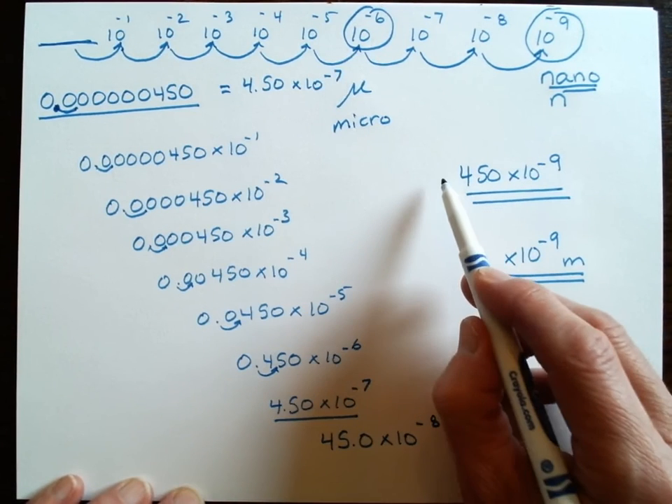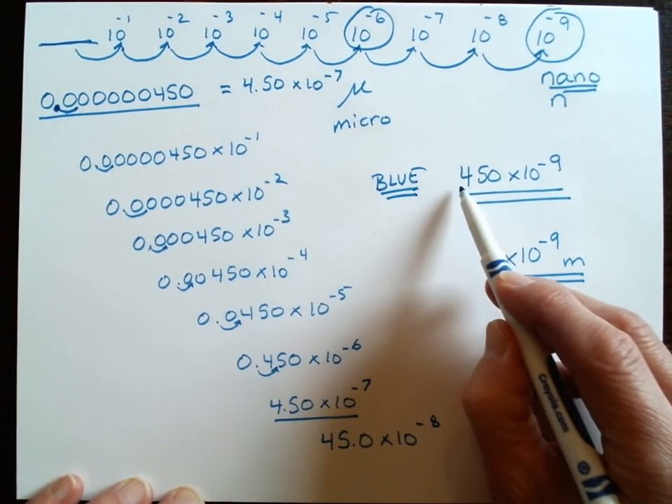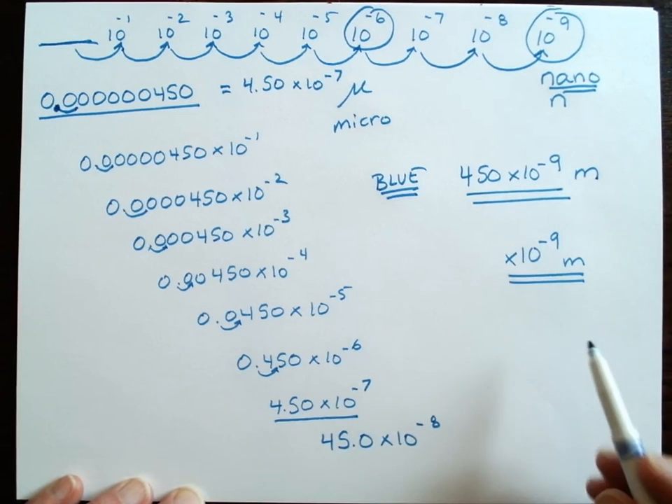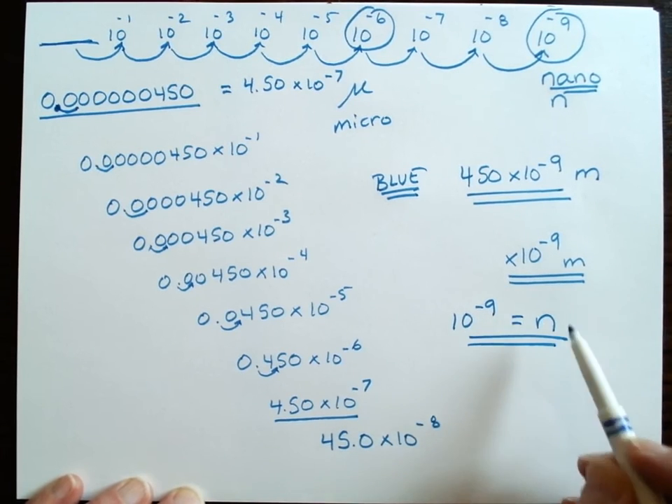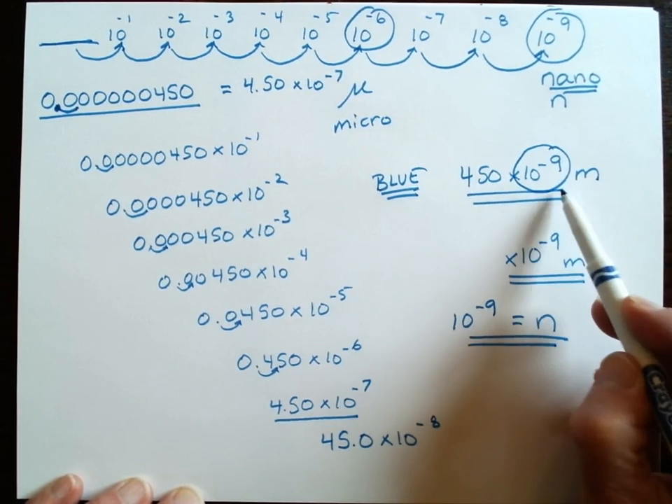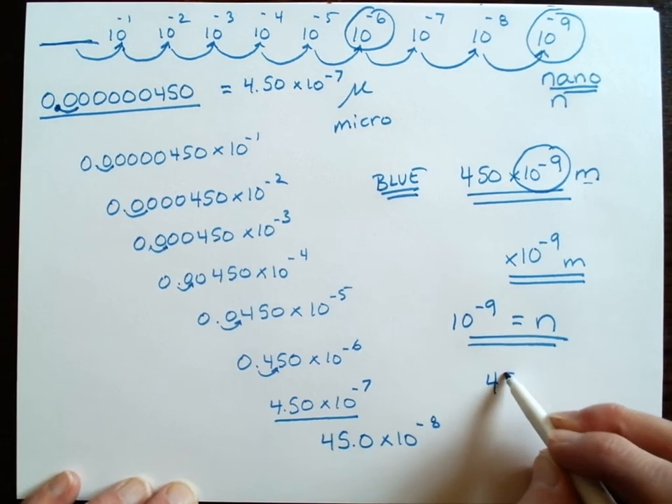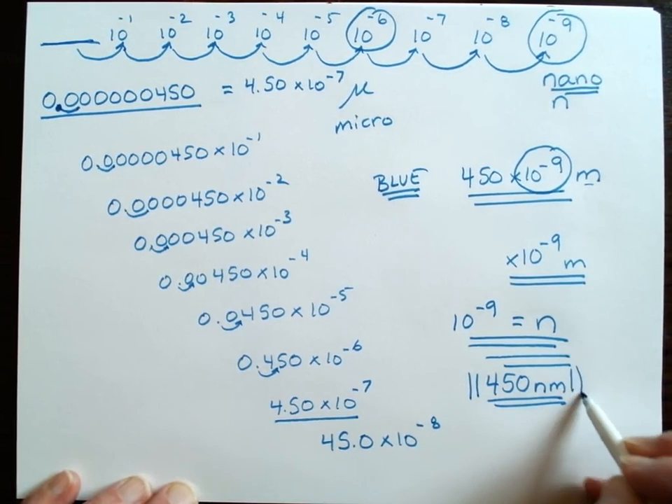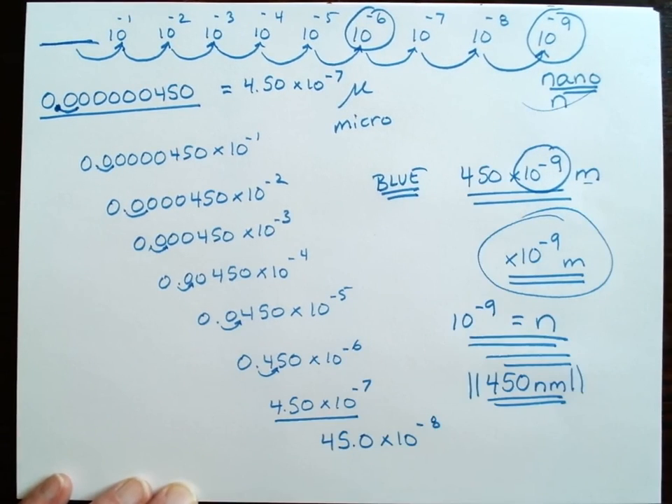So because a wavelength of light, actually blue light, can be written as 450 times 10 to the negative 9 meter, and because 10 to the negative 9 is the same thing as a nano, I can replace this 10 to the negative 9 with a little n, meaning a nanometer. So I can write the wavelength of blue light as 450 nanometers. So in this case, you're seeing a relationship between writing a number in scientific notation and the metric prefixes that we learned about earlier on in the course.